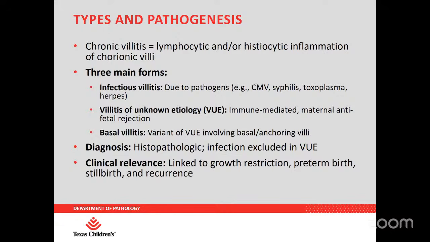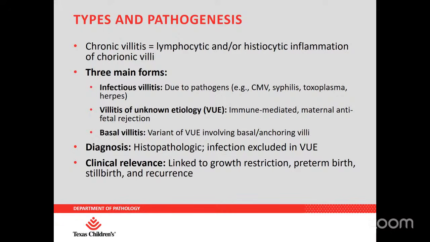When infection is the cause, typically with pathogens such as CMV, Toxoplasma, syphilis, the inflammation is more focal and may include viral inclusions or granulomatous change, and can be confirmed by PCR or immunostains. The most common form, VUE, represents this maternal antifetal immune reaction, showing dense T-cell and macrophage infiltration. There is evidence of reduced PD-L1 expression and an increase in chemokines such as CXCL9 and 10.